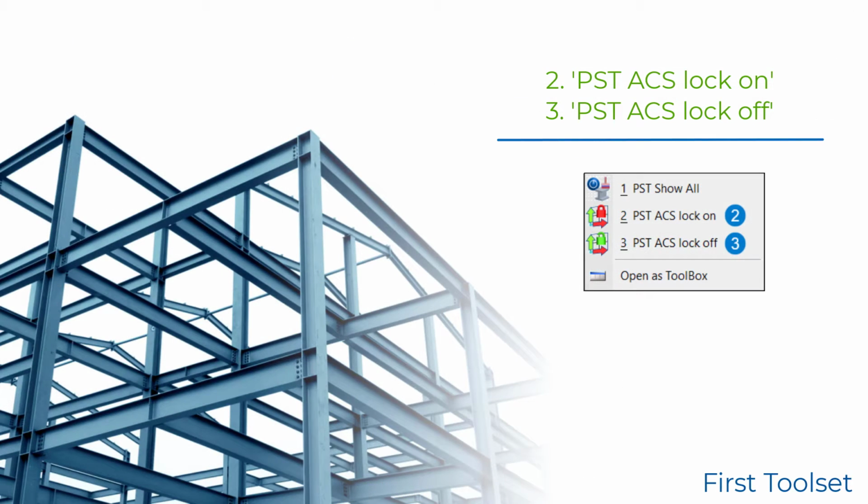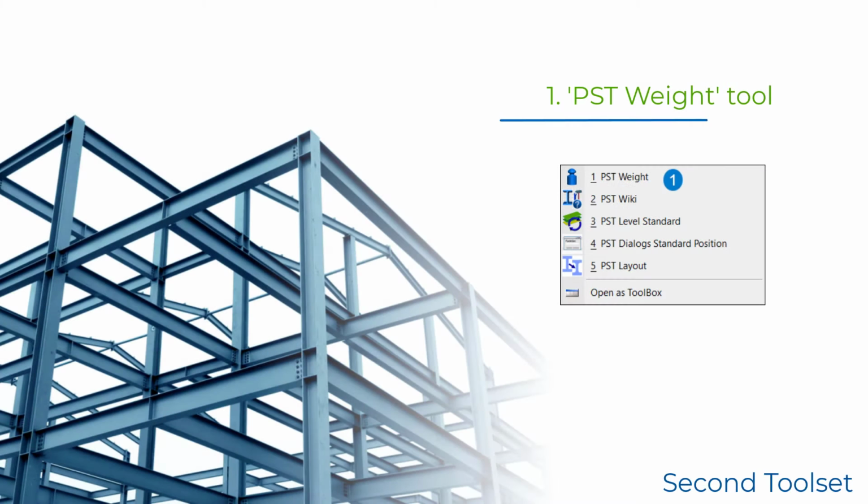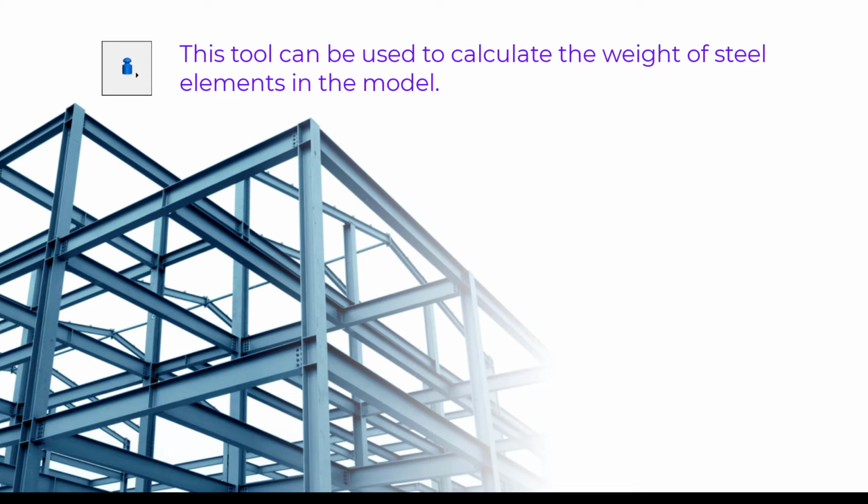The other 2 tools from this toolset are PST ACS Lock On and PST ACS Lock Off. These tools are used to lock the ACS levels and ACS snap point locks. ProSteel Weight Calculation tool is a key tool in the second toolset. It assists in calculating the weight of steel elements in the model.